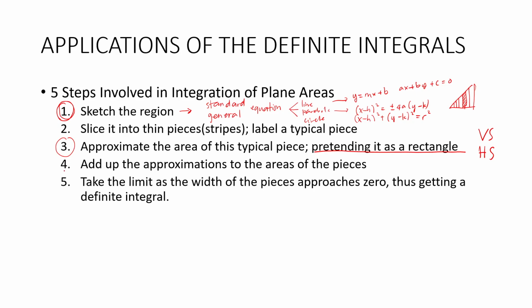Okay, so add up the approximations and take the limit. This is the formula. Whichever formula you are using, whether it's the vertical strip or the horizontal strip, that is what the formula is about: approximating the entire bounded region through the strip that you are representing with, whether vertical or horizontal.